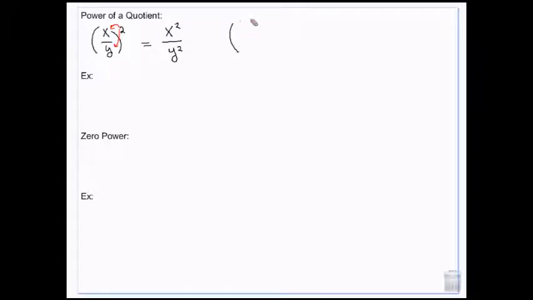Actually, let me do that with a more general case. So if I had x, say y squared over z, and I take that to the 3rd or something, I'm going to distribute that 3 to everything inside. So it'll be x to the 3rd, y to the 6th, z to the 3rd. And the same holds true if there's numbers.